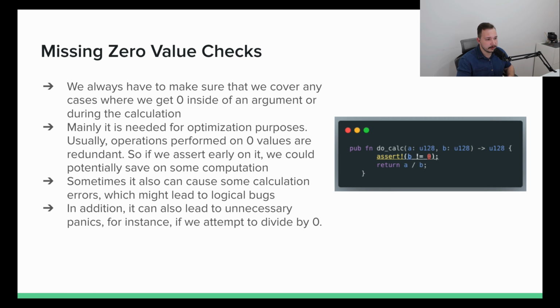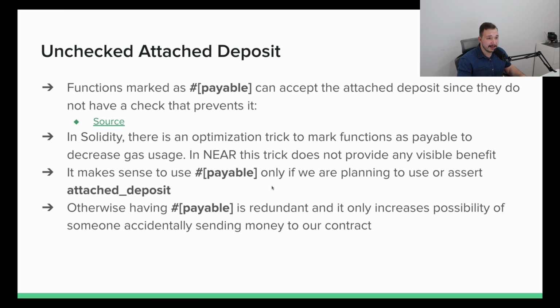And in addition to this, obviously, we don't want to have zeros around, especially during calculations, because they might introduce some severe logical bugs. The next thing is unchecked attached deposit. Functions marked as payable can accept the attached deposit since they don't have a check that prevents it. So there is no check which checks whether someone attached a deposit while making a call to a certain function if the function is marked as payable. So you can send money to that function.